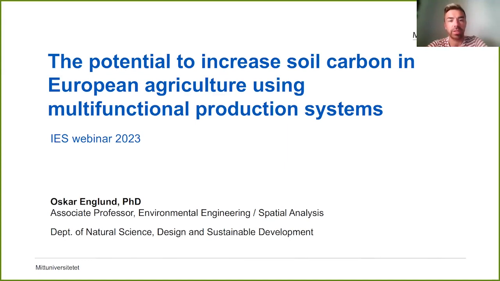Today we are joined by Oskar Englund. Oskar is an Associate Professor in Environmental Engineering at Mid-Sweden University. Oskar's research is primarily centred around sustainability issues concerning biomass production and land use. Today's webinar will present the findings from a recent study in which a spatially explicit model was applied on more than 81,000 sub-watersheds in EU27 and UK to explore the effects of widespread deployment of such systems.